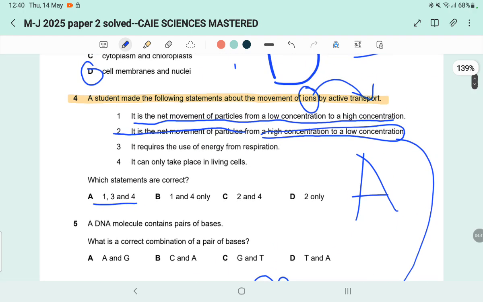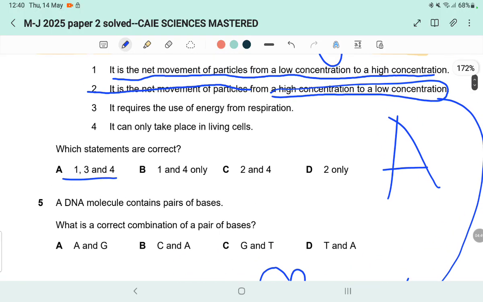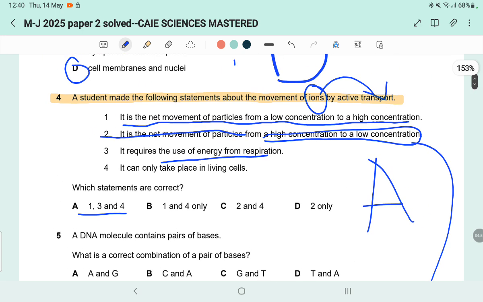Okay, so that number 2 is diffusion. Number 3 here is saying it requires the use of energy from respiration. Of course, active transport is one of the metabolic processes that occurs inside our body, and it needs energy, and that energy you're going to get from respiration of glucose, of whatever monosaccharides, and it will release energy. So number 3 is absolutely correct.